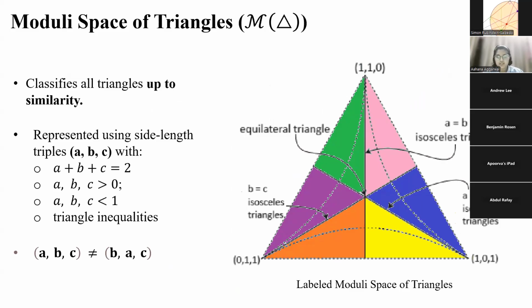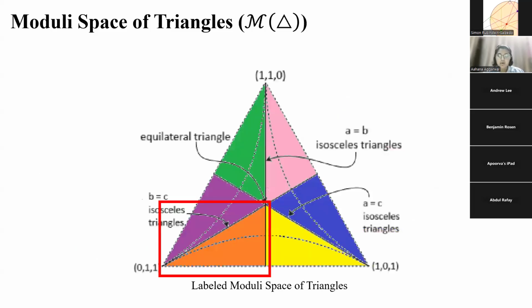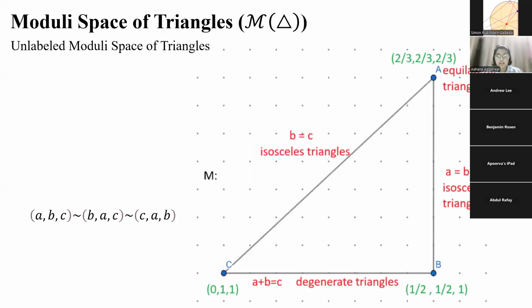We consider some constraints while considering a labeled moduli space of triangles, which considers the vertex order. So a triangle with vertices ABC is not the same as the triangle with vertices BAC. Now, in a labeled moduli space of triangles, we can see six similar sections. These are not necessarily the same, but these are similar. When we consider only one of these sections, we obtain the unlabeled moduli space of triangles, which does not consider the labeling. So you put the vertices in any order and it's the same triangle.